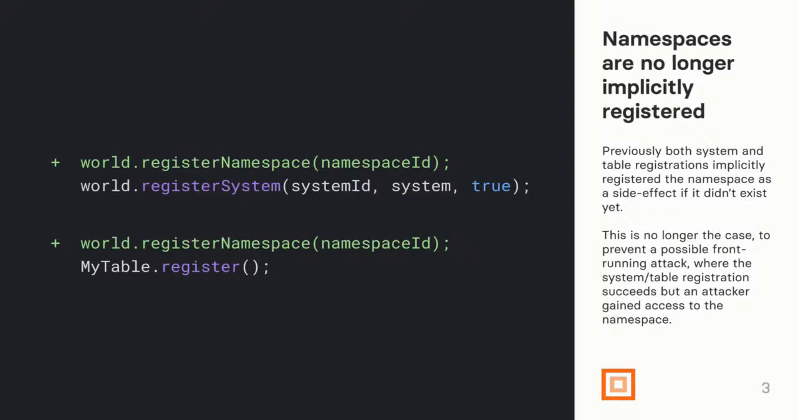That means you own the namespace, you registered it because you explicitly did so with the register namespace function call, and then the register system or register table call only succeeds if you own the namespace. If you're using the MUD deploy CLI, there's no action required because this change is already integrated in there. But if you're registering tables or systems manually via Solidity, then you might have to first register a namespace now.